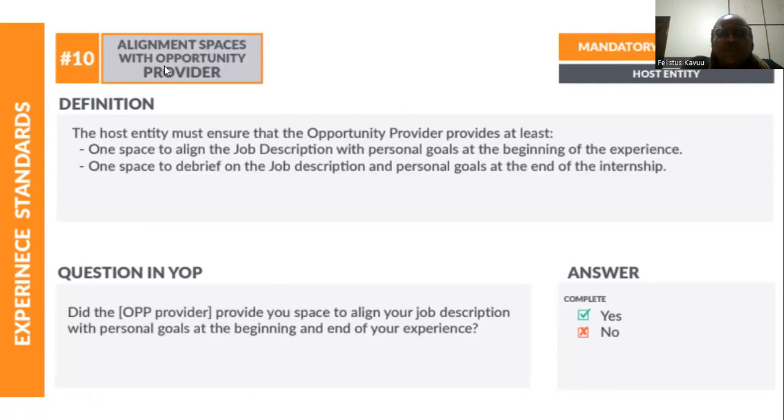The next is alignment space with opportunity provider. I have gone ahead of myself. Getting them to the first day of work is one thing, and then now they need to align with the opportunity provider, which is something I'd already explained, so I don't feel the need to repeat this.